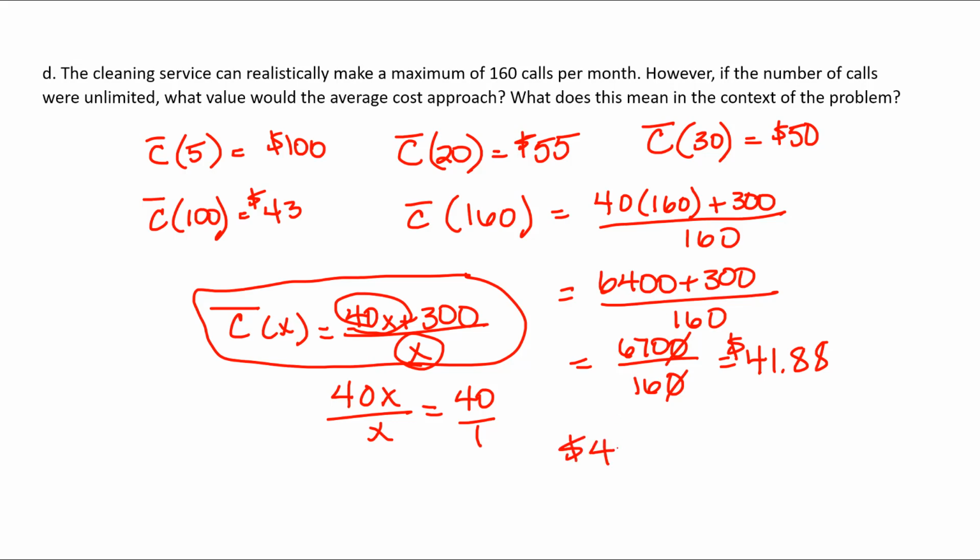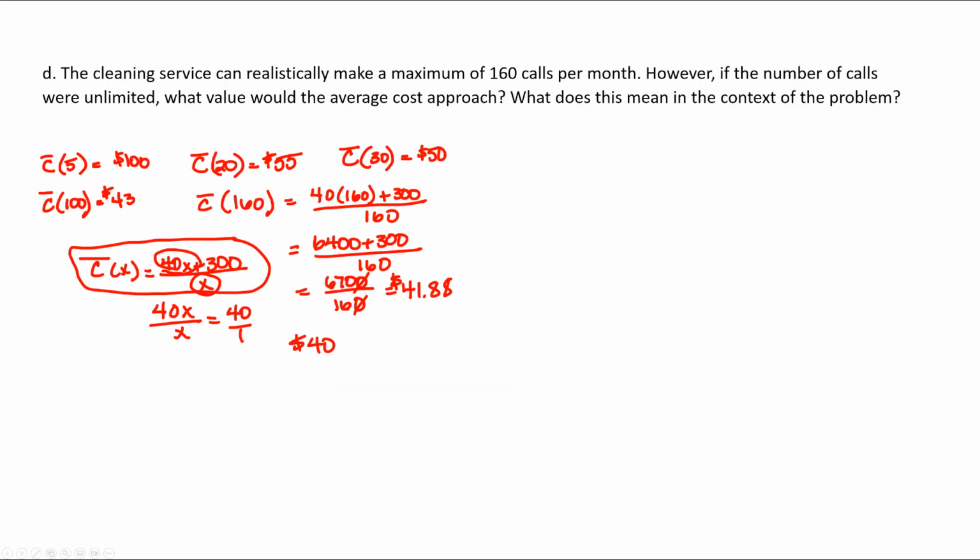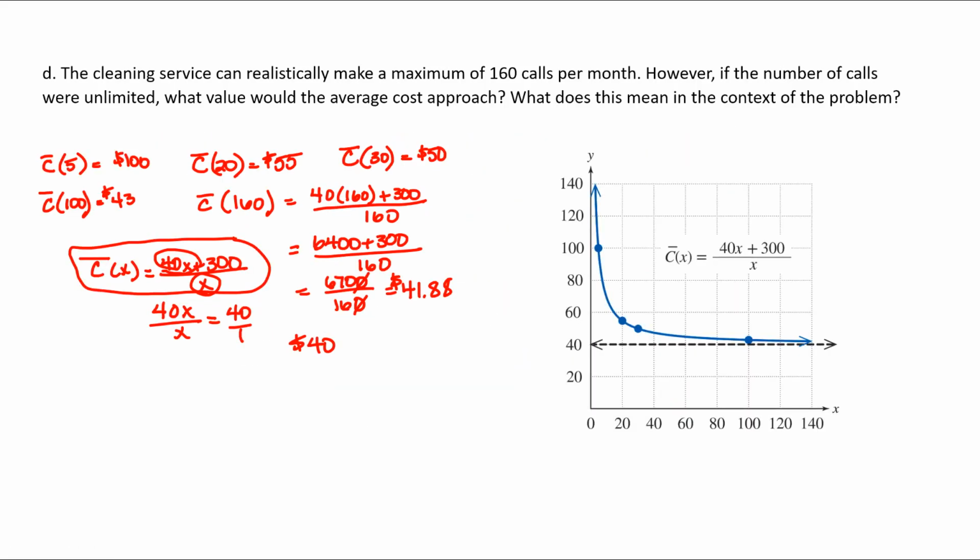So that means that as you do more and more houses, if you could do all the houses you ever wanted to, you could get that cost down to $40 per house. But once you do that, it's never going to get any lower than that. So you can see the graph. As the number of houses you clean gets bigger, the cost comes down, but it's never going to get below $40 because that's the horizontal asymptote we were just talking about. The function will never go below that. And so no matter how many houses you clean, you're never going to get below $40 per house based on that algebra.